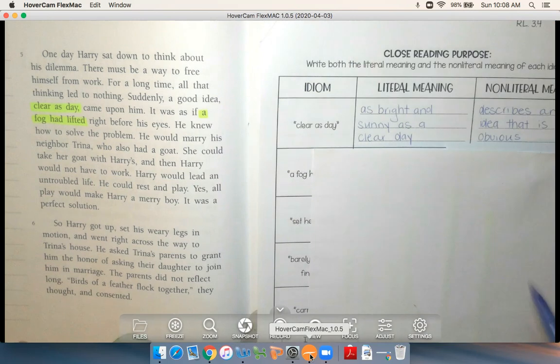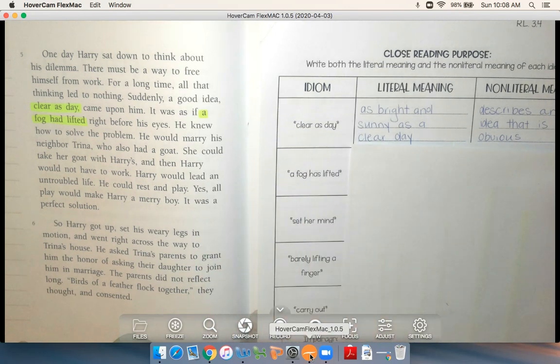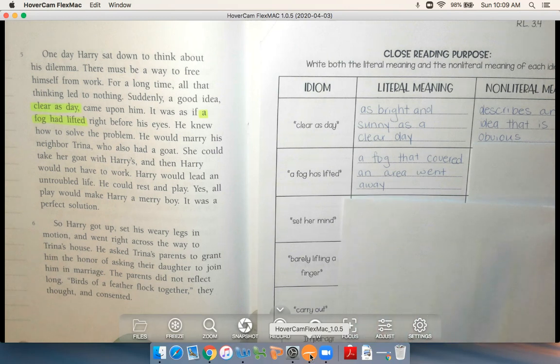Maybe not. Okay, so then you can see over here that I've highlighted the next one, which is a fog has lifted. Now, if I tell you a fog has lifted, in your head, you probably imagine fog, right? That kind of misty, cloudy type of weather that sits really low. You might drive through it sometimes and it feels like you're driving through a cloud, right? So a fog has lifted, meaning that it's going up, right? So literally, if I say a fog has lifted, I'm talking about a fog that has once covered an area that's gone away, right? The fog has literally lifted and gone away.